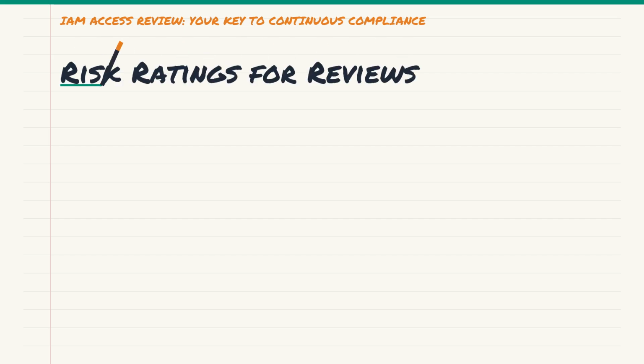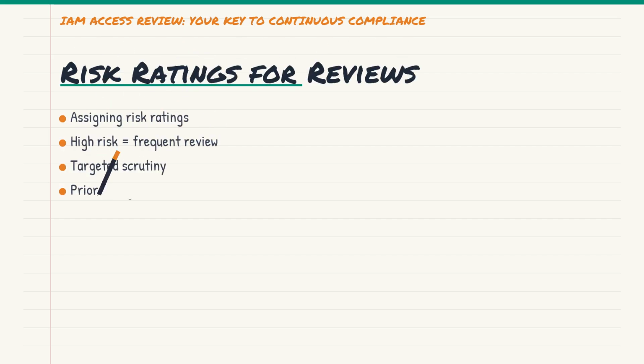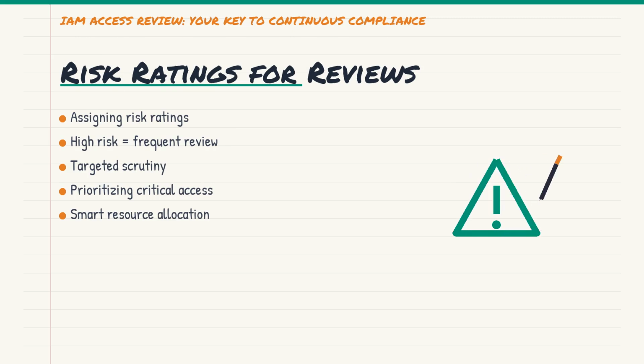To really dial in our risk-based approach, we can assign risk ratings to different types of access. So, access to financial records might be high risk, while access to a shared document repository might be medium risk. This allows us to configure our automated review systems to perform reviews more frequently for high-risk access. It's like putting a VIP pass on certain entitlements that require extra scrutiny. This targeted approach ensures we are always focusing on the most critical areas.